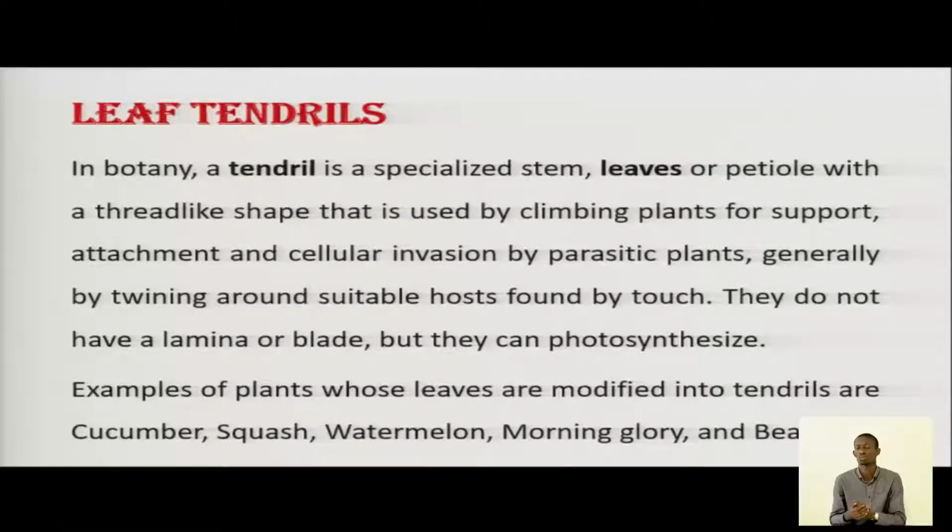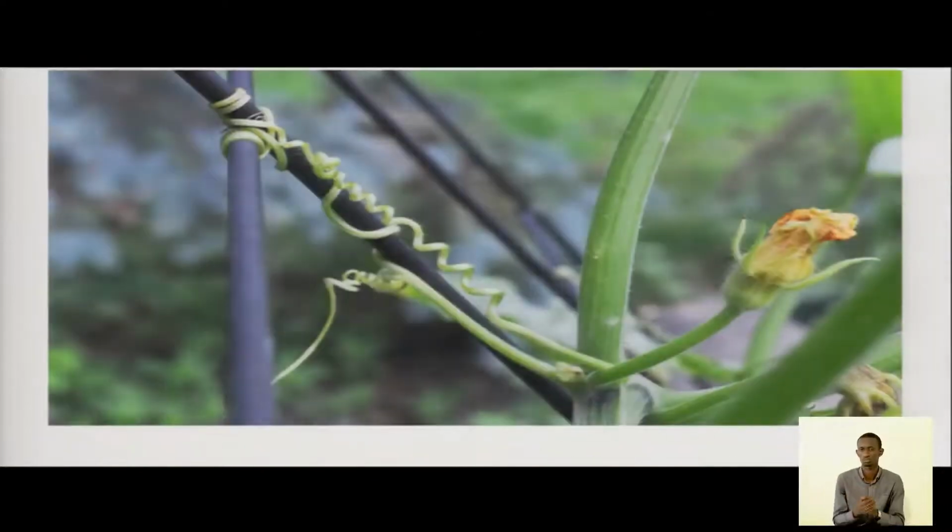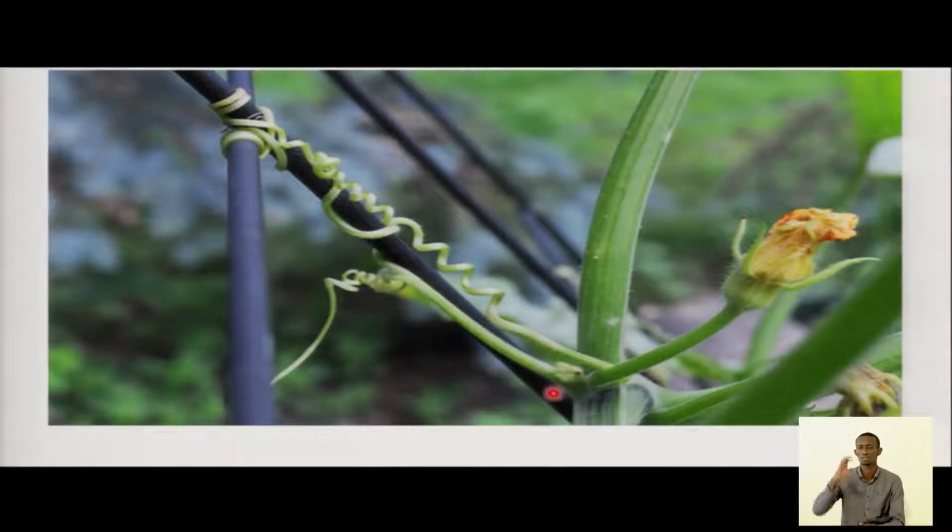Examples of plants which have leaf tendrils include cucumber, squash, watermelon, morning glory, and bean plants, as we have seen. Take an example. Here we have our cucumber. As you can see, it has developed tendrils which are used for attachment to these trees.